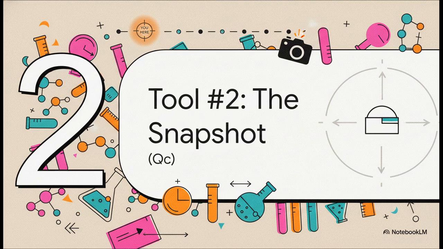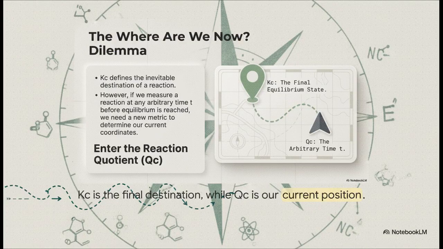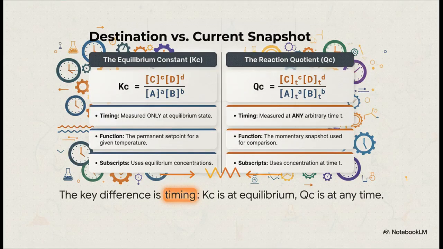Meet the reaction quotient, or Qc. This is our "you are here" marker on the map. It's a snapshot of the reaction state at any given moment in time, not just at the final destination. This map really makes it all click, doesn't it? Kc is that fixed pin on the map. That's the equilibrium state we're trying to reach. It doesn't move. But Qc, that's our current position, that little arrow moving along the path. We can measure it at any time t during the whole journey. So, let's put them side by side.